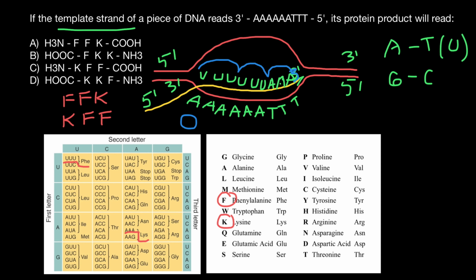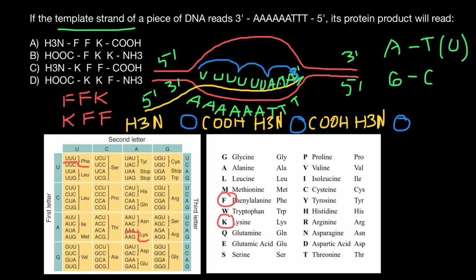So imagine that this is going to be one amino acid, here is another one, and here is going to be the third amino acid. Each amino acid has an amino group and a carboxyl group. So let's put these groups here. I'm going to use different colors. So H3N amino group and COOH carboxyl group. H3N amino group and carboxyl group. Amino group and carboxyl group.